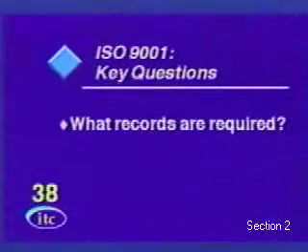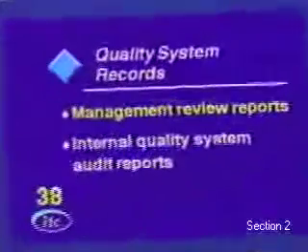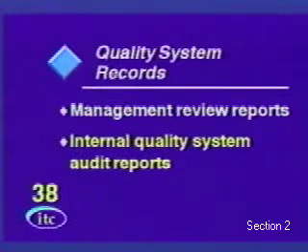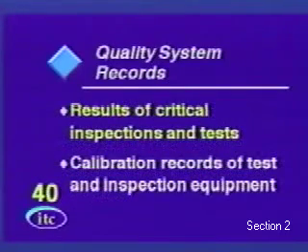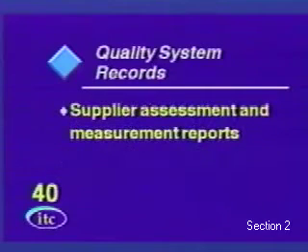What records are required? In the area of quality records, a company must define the quality records that are critical to the business. Typical quality records include management review reports, internal quality system audit reports, corrective action reports, design review reports, non-conforming material reports, and results of critical inspections and tests. Calibration records of test and inspection equipment, supplier assessment and measurement reports.